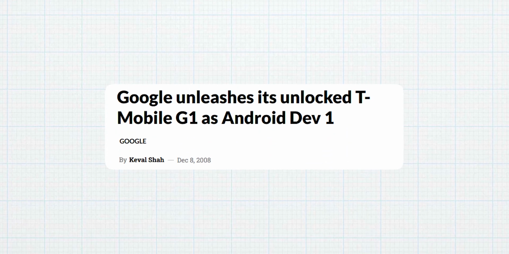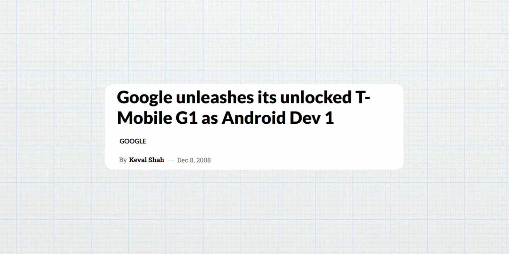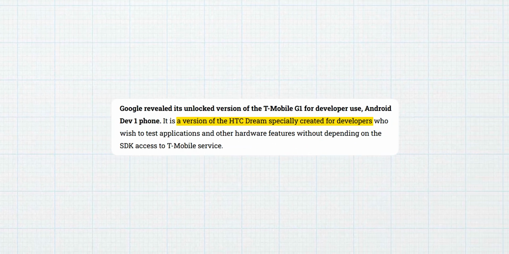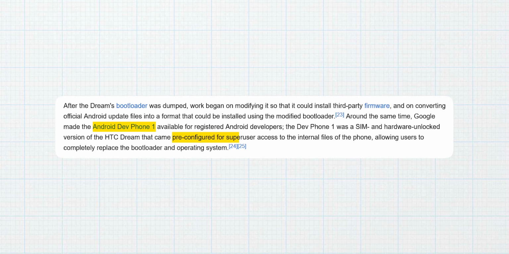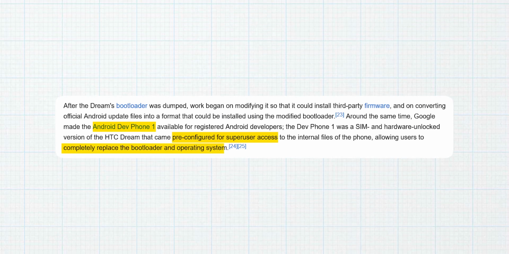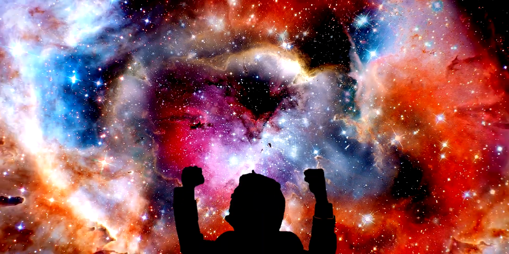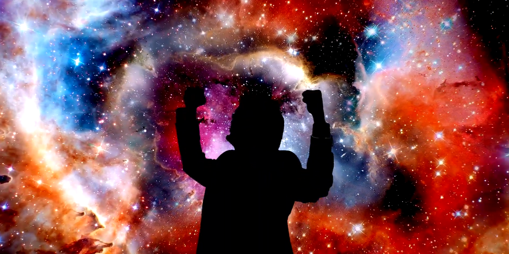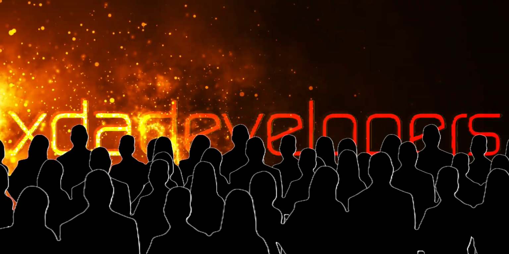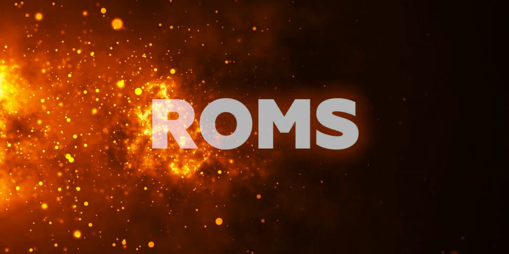So they released the Android Dev Phone 1. It was basically an unlocked version of the HTC Dream, which is pre-configured for super user access, allowing users to completely replace the bootloader and the operating system. As a result, those who had already found their purpose in life started to build their own societies like XDA Developers, along with the creation of custom firmware called ROMs.